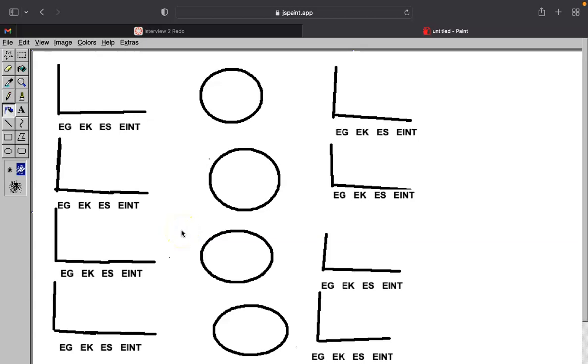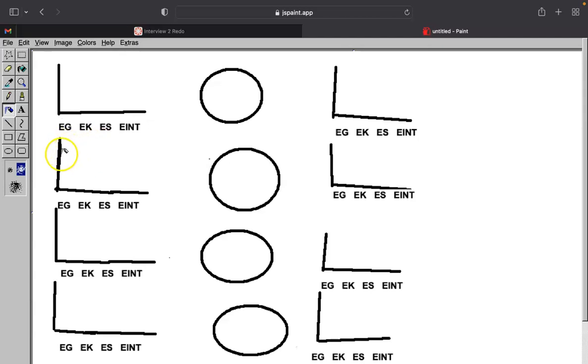All right, so this is my interview redo. We are just going to start with our LOL graph. I don't know if you're going to be able to see this, so I'm going to walk through what these mean. This is EG, EK, ES, EINT.